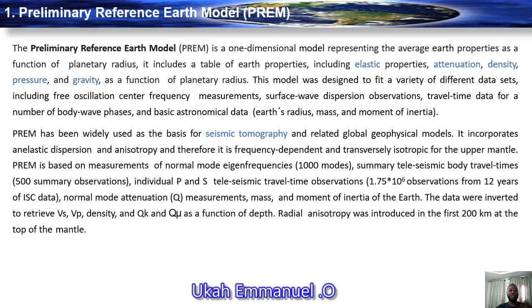PREM is based on the measurement of normal mode eigenfrequencies, about 1000 modes, summary body wave travel times, about 500 summary observations, individual P and S wave travel time observations, and normal mode attenuation measurements, mass and moment of inertia of the Earth. So it's also the data we invert to retrieve P wave, S wave, density, bulk attenuation. This is bulk attenuation, and this is the shear attenuation as a function of depth.